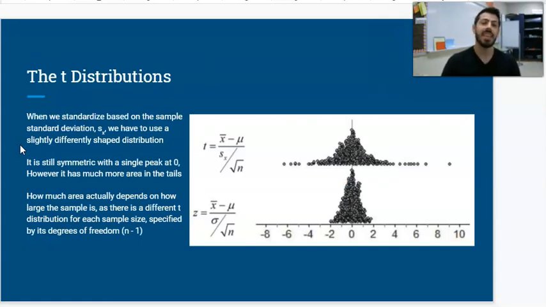So when we standardize based on the sample standard deviation rather than the population standard deviation, it's going to take a slightly different shape. It's still symmetric with a single peak at the mean. However, it's going to have a lot more area in the tails. So basically the spread is wider. How much wider depends on how large the sample size is, much like everything else. So each different sample size is going to have a different degree of freedom and therefore a different distribution. So every single t-distribution is slightly different. How different is up for debate, but we're able to get pretty precise with our calculations.